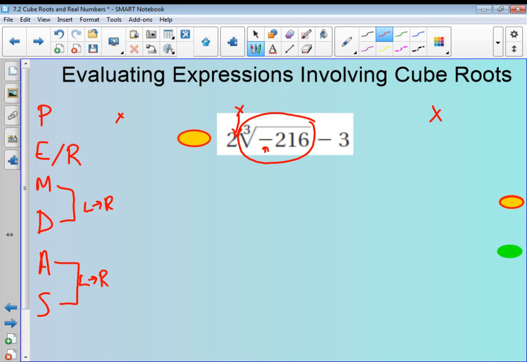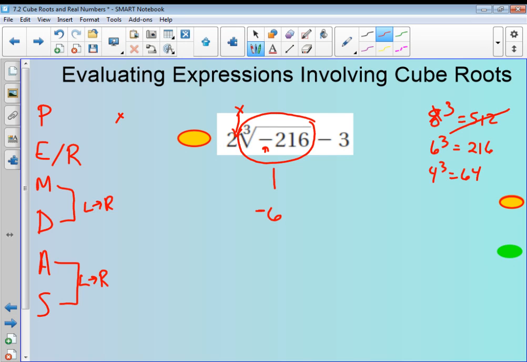So 8 to the third power is 512. That's way too big. So let's maybe try 4. 4 times 4 times 4 gives me 64. That's too low. So then it has to be a number between those. I'm going to try maybe 6. 6 times 6 times 6 gives me exactly 216. Okay, so because that negative was involved, this is going to be a negative 6.